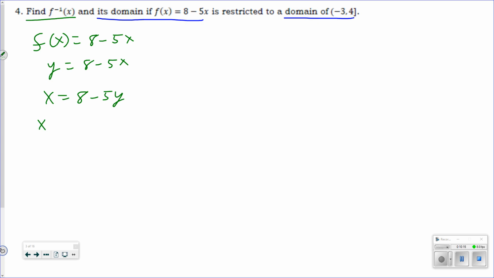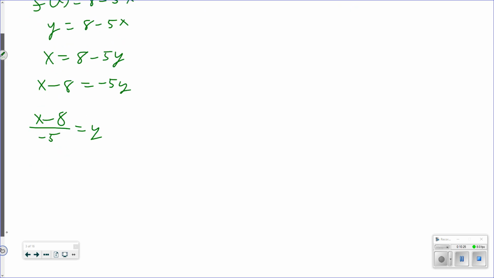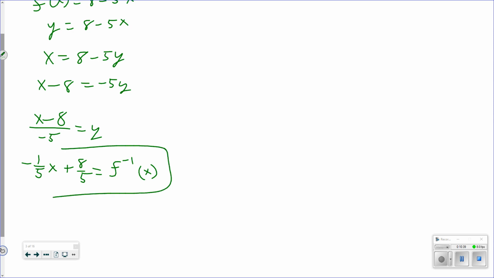Subtract the 8. X minus 8 is negative 5y. Divide by negative 5. X minus 8, all divided by negative 5, is y. And that's the same thing as negative 1/5 x plus 8 over 5. Right, just distribute that negative 5 to both the x and the 8. And that gives you y, which is also just the inverse function.